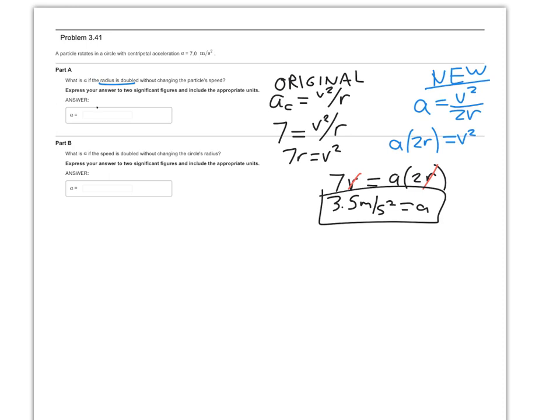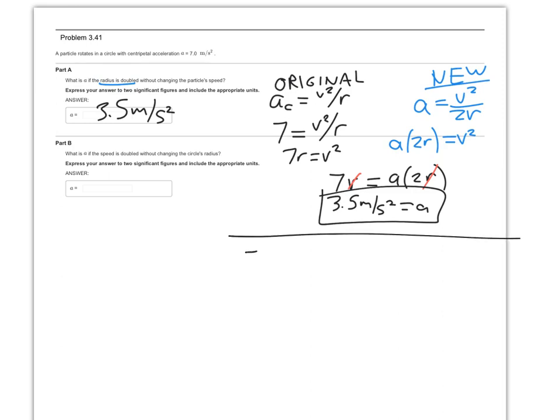Answering to 2 sig figs, I don't have to worry about rounding here, it's just 3.5 meters per second squared. We could also think about this logically. If we double that radius, we're doubling something on the bottom of this fraction, and that's going to cut my acceleration in half because the radius and the acceleration are inversely related.